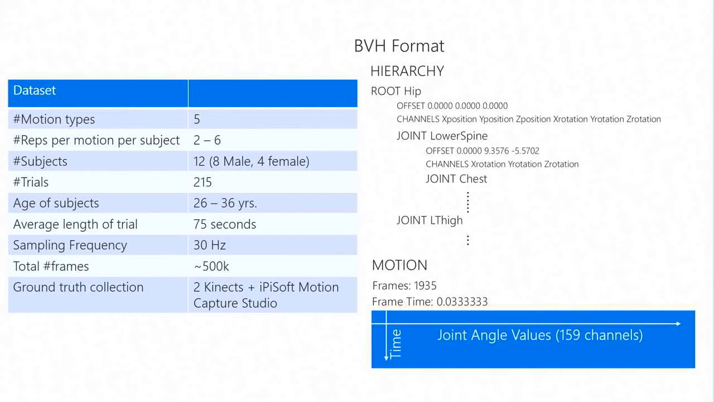So after we collect the dataset, this is the result of the whole dataset. We have 5 different motions in the dataset, and each motion is repeated for 2 to 6 times. 12 subjects in total and 215 trials. So the whole frame number is around 500,000. So the sampling rate is around 30 Hertz.